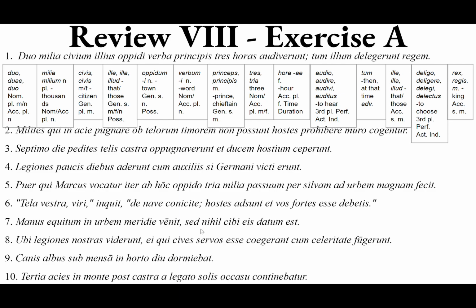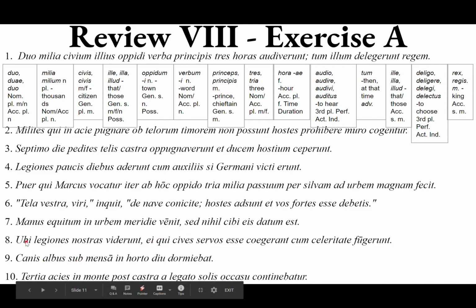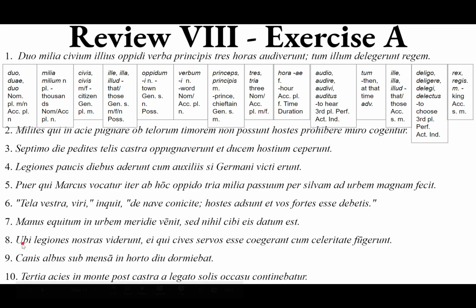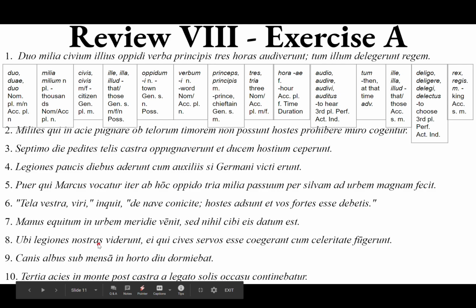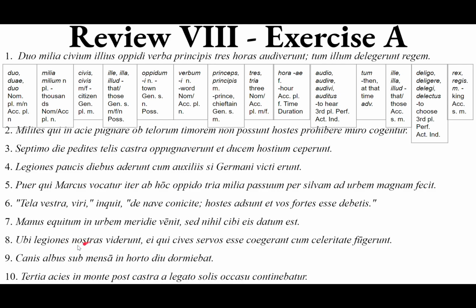Octava. Ubi legiones nostras viderunt, ei qui cives servos esse coegerant, cum celeritate fugerunt. So ubi, where or when, introduces a temporal clause, sometimes a spatial clause. Here it's temporal. So when, legiones, legio, legionis, feminine, legion, remember it's feminine, either the nominative or accusative, nominative subject or accusative direct object. Nostras, accusative, well, that kind of clears that up. Looks like it agrees with legiones, accusative plural feminine. Noster, nostra, nostrum, our legions.